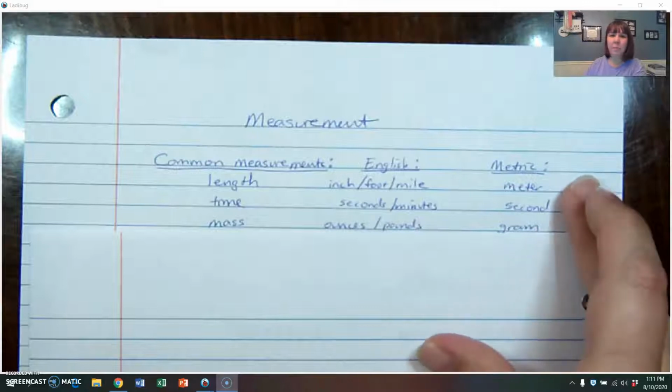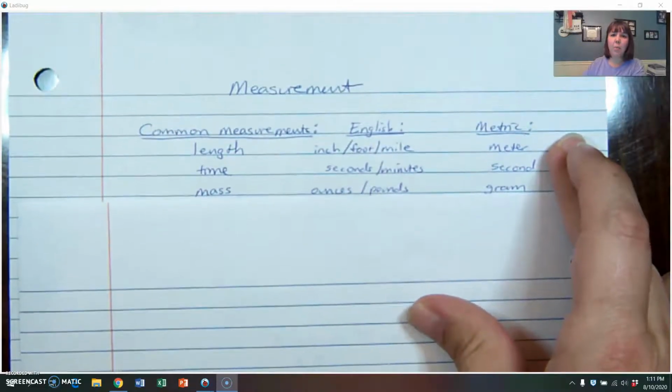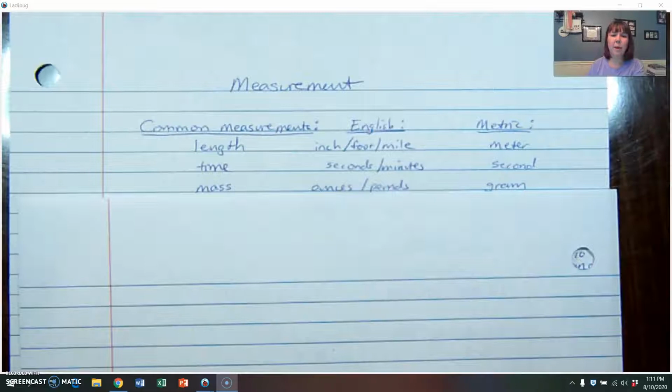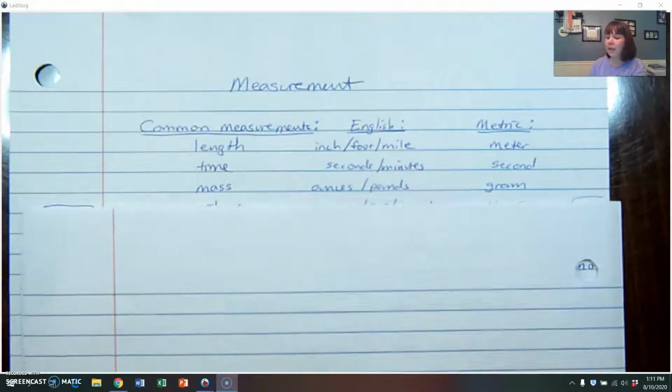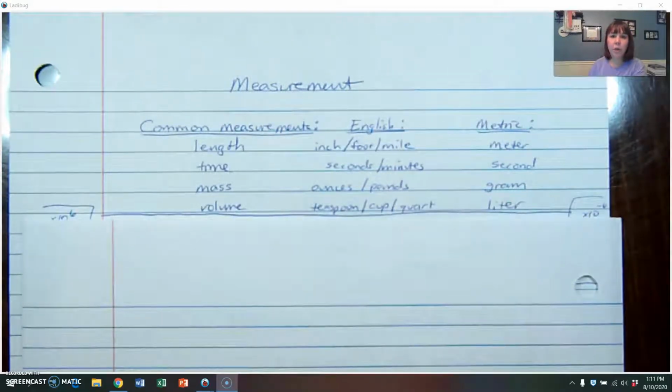For mass, how much matter something has in it, with the English system, we'll tend to talk about how many ounces, maybe pounds, but with metric system, very simply, the gram. And finally, for volume, there's lots of measurements for volume. If you've ever been in your kitchen and looked at all the different tools, there's teaspoons and tablespoons, there's cups and quarts and gallons. Lots of different ways to measure the volume that something takes up. But in the metric system, it's very simply the liter.